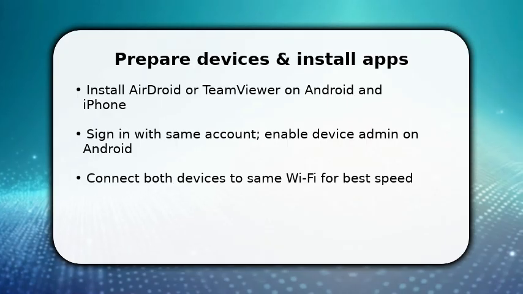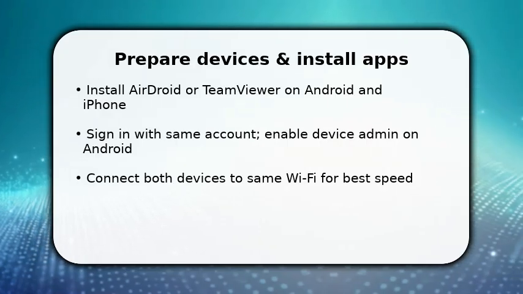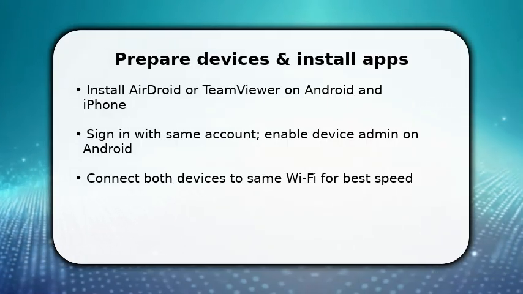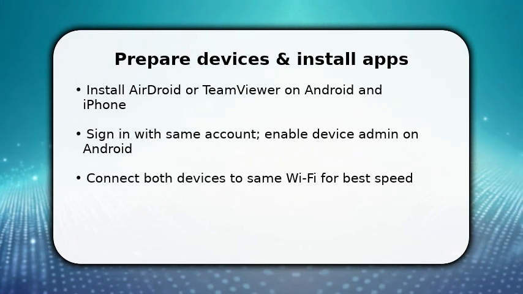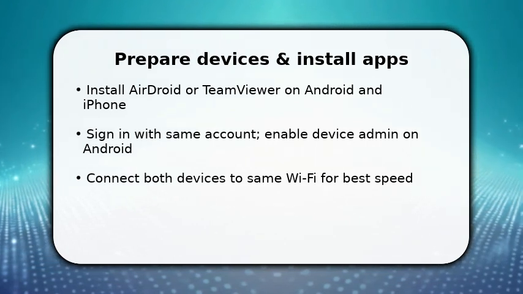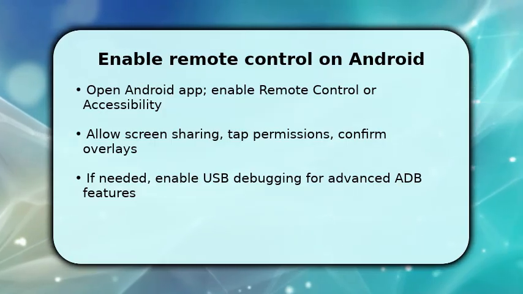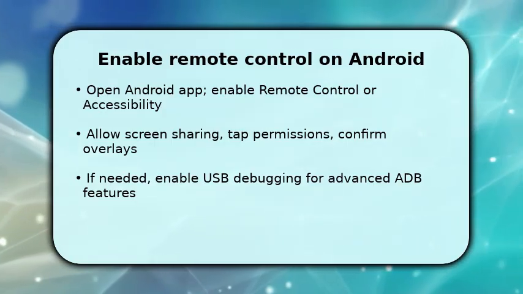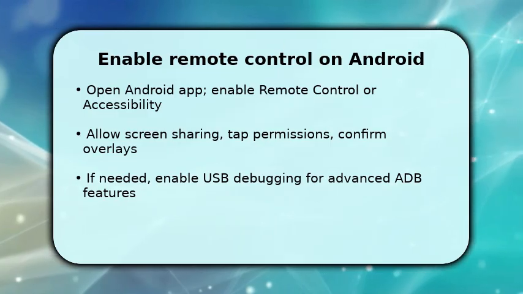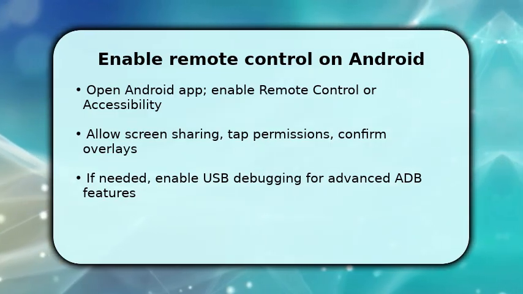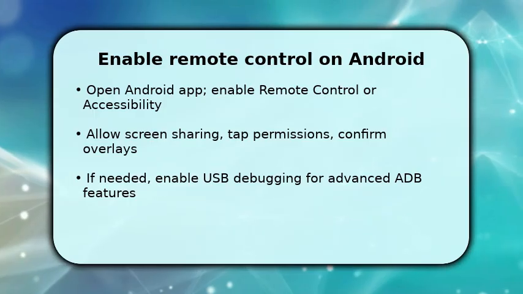Once done, you're ready to initiate a secure connection from the iPhone to the Android and begin the remote control flow. Now enable remote control on the Android. Open the Companion app and follow prompts to enable accessibility and screen capture permissions. These allow full interaction. Grant overlay and draw-on-top rights so touch events transmit correctly.